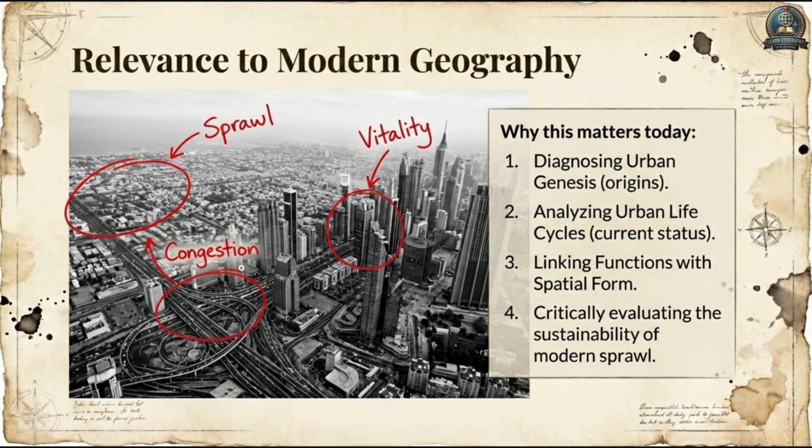Relevance to modern geography. Why does this matter today? Because it helps in diagnosing urban genesis, the origins, analyzing urban life cycles, that is current status, linking functions with spatial form, and critically evaluating the sustainability of modern urban centers. These are some relevances of his theory to modern geography.